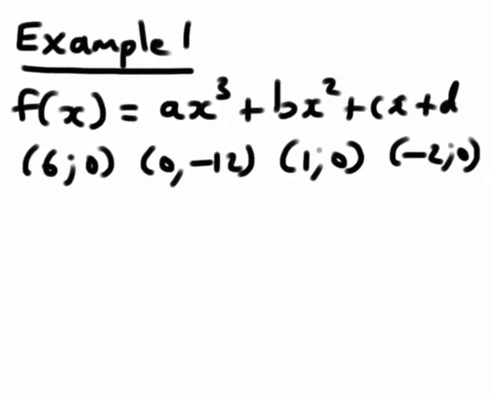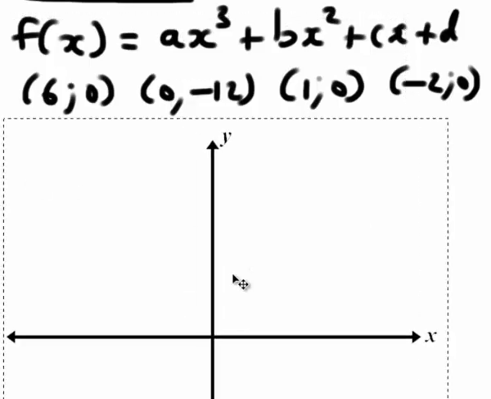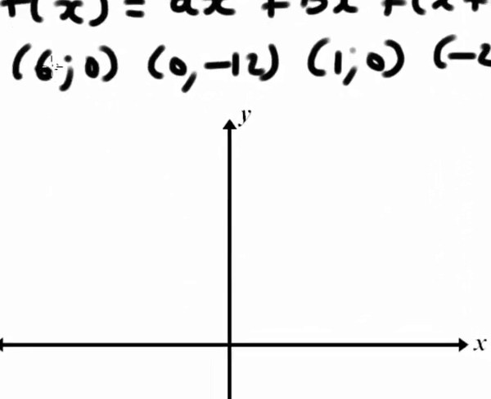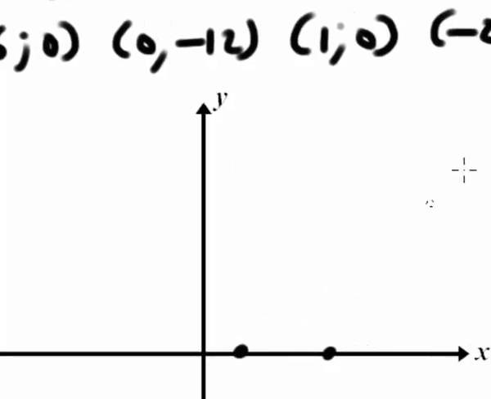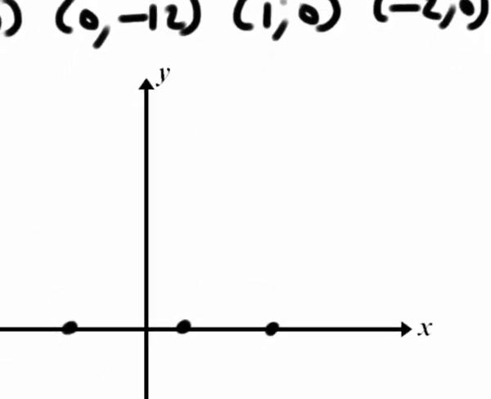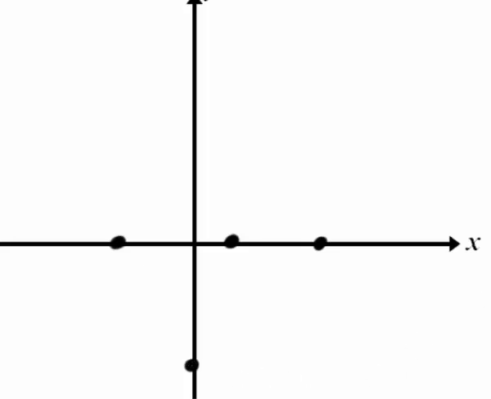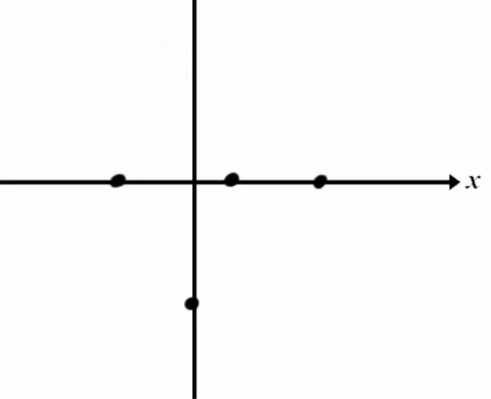Now, if you think about this, let me show you something here. If I bring in a set of axes, let's just see what this graph looks like. It's cutting at (6, 0), so that's an x-intercept. At (1, 0), it cuts, and then also at -2. And it has a y-intercept at (0, -12).